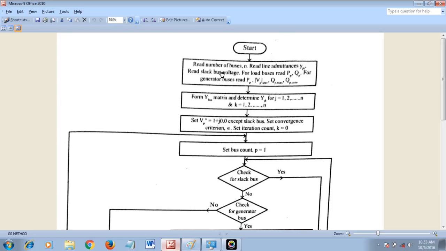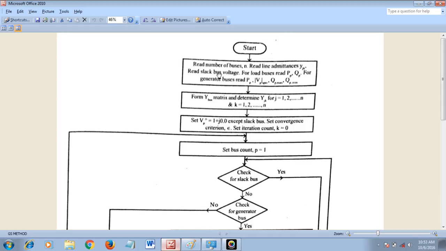After finding the number of buses and line admittances, we have to read the slack bus voltage. So slack bus determination is very important. In general we keep the slack bus as 1 at an angle 0, or 1 plus j0. It is a constant value, or reference value. In circuit analysis we always take ground potential as zero or reference potential. Likewise in our power system we take one bus as the slack bus voltage.